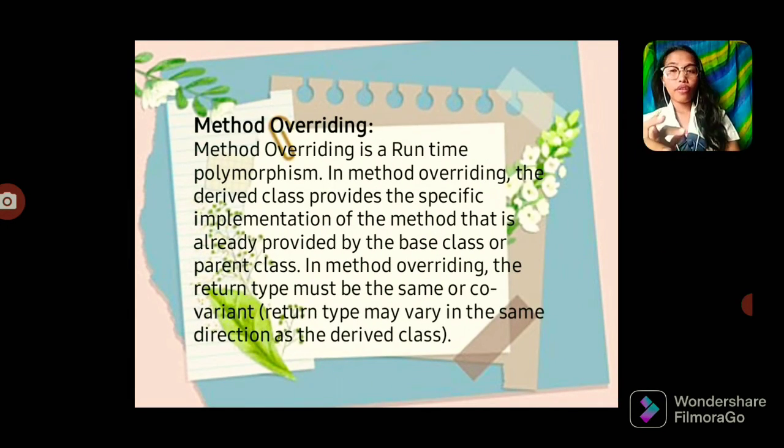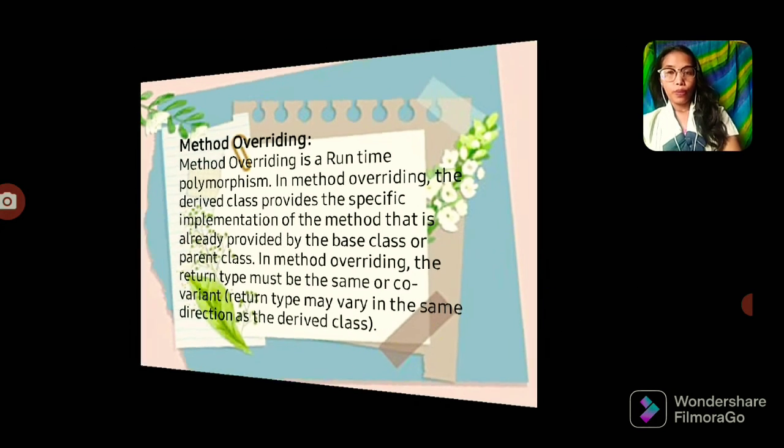Method overriding. What is method overriding? Method overriding is runtime polymorphism. In method overriding, the derived class provides the specific implementation of a method that is already provided by the base class or parent class. In method overriding, the return type must be the same or covariant. Return type may vary in the same direction as the derived class.